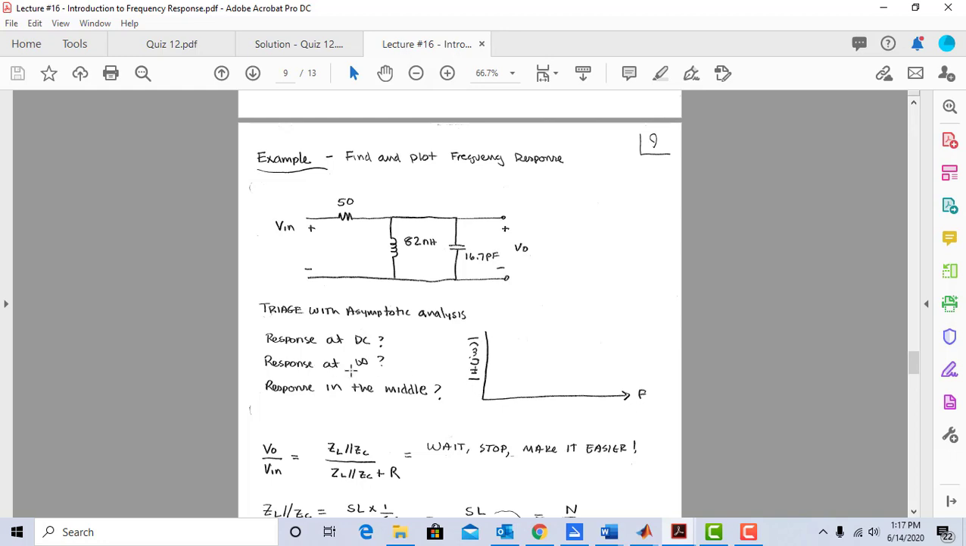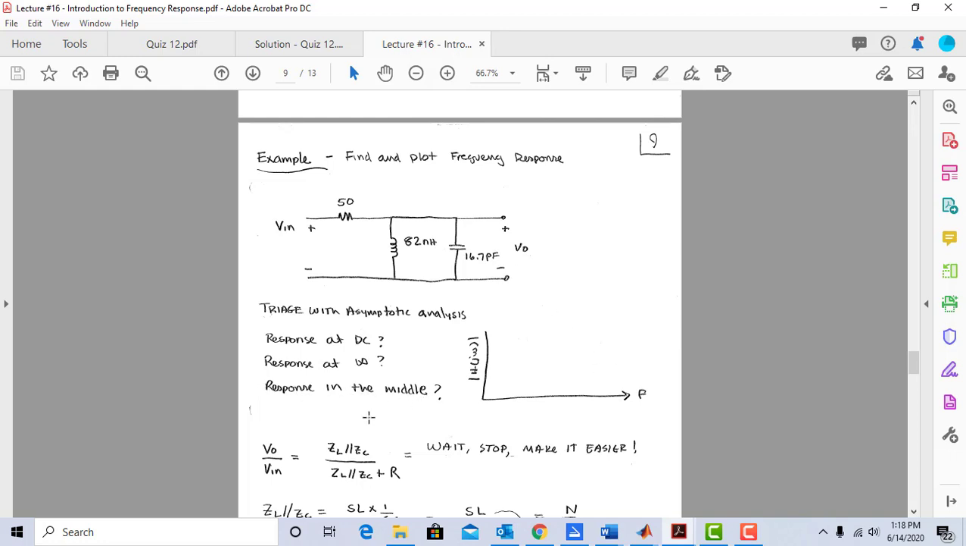Now I'm going to look at the response at infinity. Now at infinity, my inductor is going to be an open circuit, but 1 over j omega c with omega at infinity is going to give me 0 impedance here. So I have another 0. So at DC, the inductor made the frequency response 0. At infinity, the capacitor made the frequency response 0.